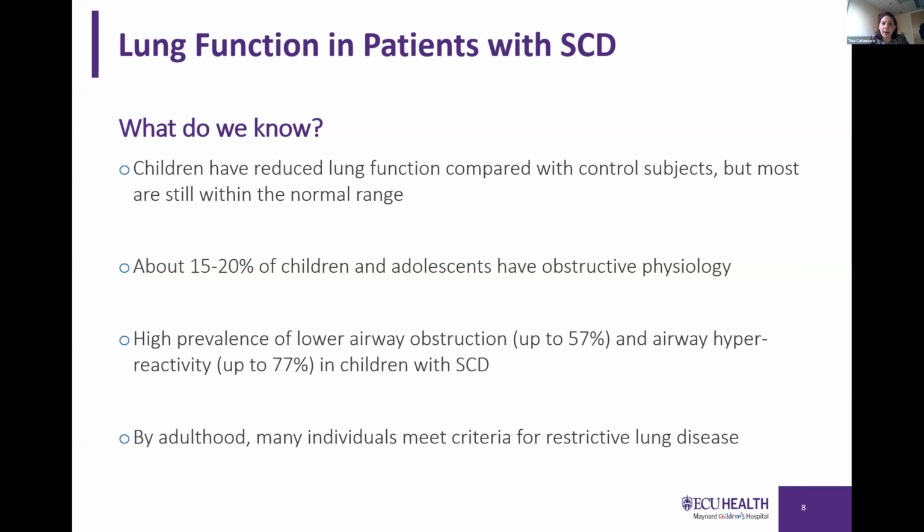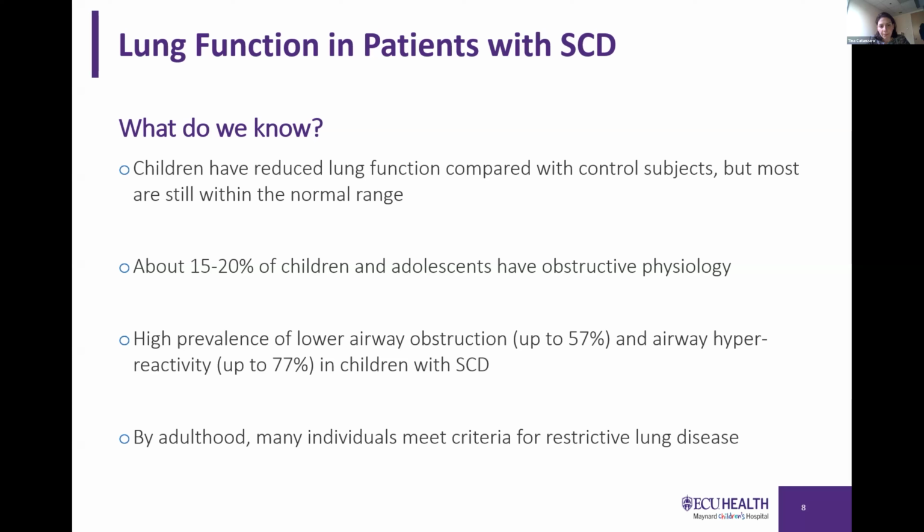And then about 15 to 20% of children and adolescents will have obstructive physiology. How are we going to get at that? We need to be screening and vigilant, referring them. And then there's a higher prevalence of lower airway obstruction, up to 57% more, and airway hyperreactivity in children with sickle cell disease. So that's where we're able to look at pulmonary function testing and maybe do some challenge testing, either giving them a bronchodilator and looking for hyperresponsiveness, or even challenge testing like methacholine challenge.